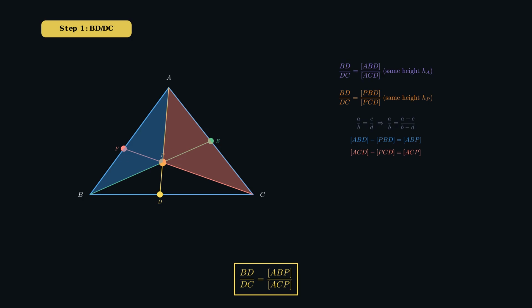Applying the subtraction rule to both expressions. Area ABD minus PBD gives triangle ABP. And area ACD minus PCD gives triangle ACP. Therefore BD over DC equals area ABP over area ACP.